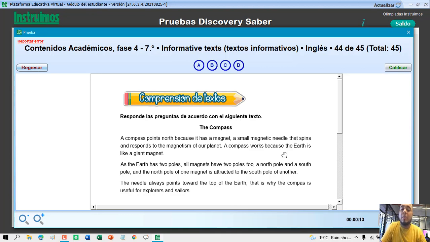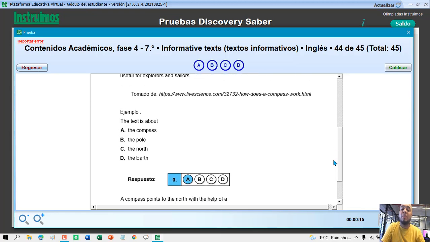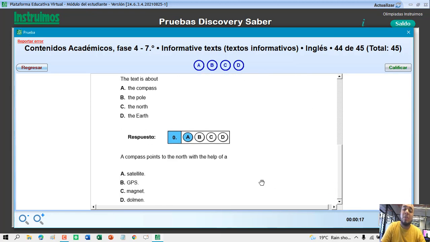Over here it says, vamos a ver, the compass. The compass es una brújula. Listo. Esta vez voy a asegurarme de mirar la respuesta. Te dice, primero siempre vamos a intentar leer las preguntas para poder después elegir, ¿ok? Para que nos sea más fácil. Entonces dice, a compass points to the north with the help of... una brújula apunta hacia el norte con la ayuda de, ¿qué? A satellite, que es un satélite, a GPS, a magnet o a dolmen, ¿ok?